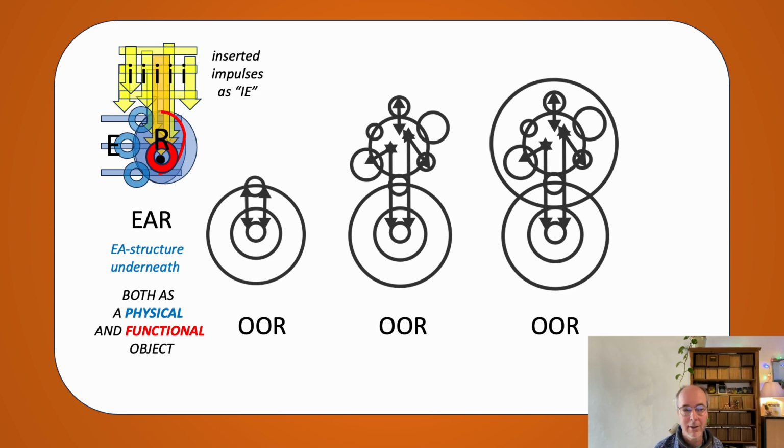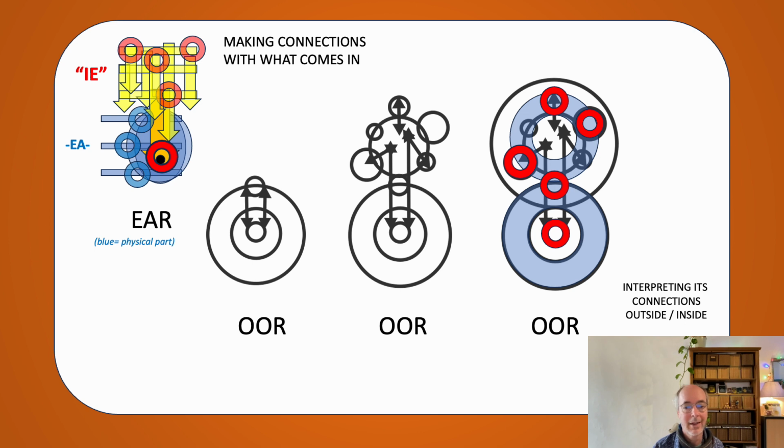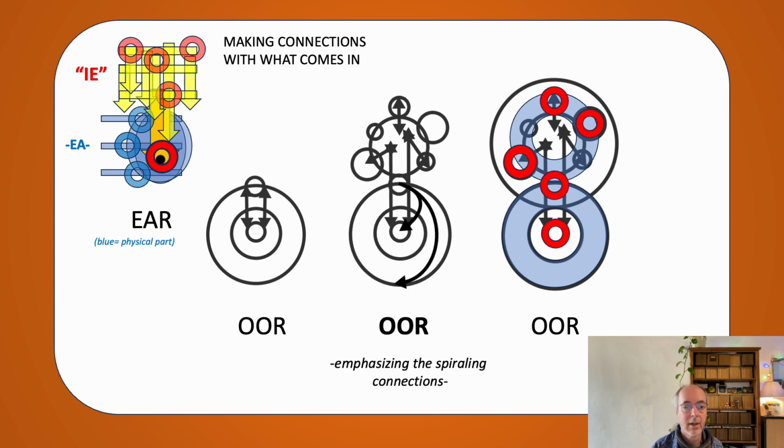So in the English word, it is a physical object and a functional object. In the Dutch word, it is interpreting its connections. So what kind of connections do I hear? And I connect them to my inner interpretation of these connections. You can also emphasize the spiraling down, the spiraling inwards with the R, but it's not absolutely necessary, but it is one of these tendencies of the R.